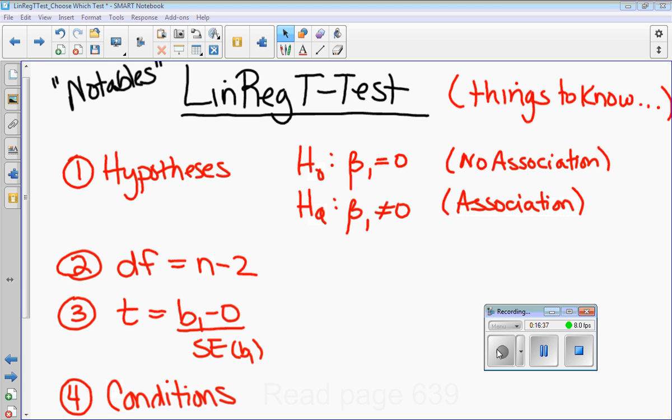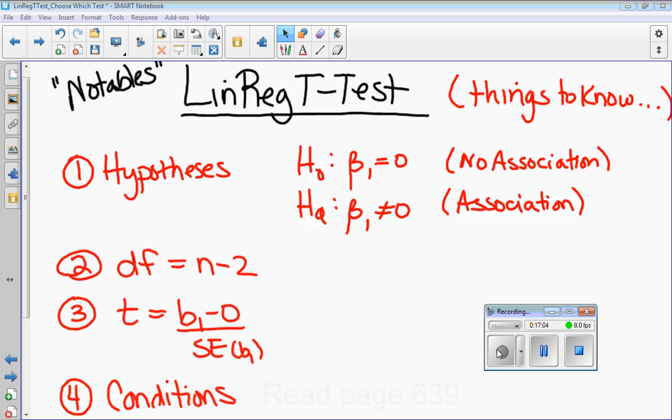What kind of data do we talk about having a linear regression? Not categorical, but quantitative or measurable data. It's bivariate. The two kinds of variables are going to be measurable quantitative data. Okay? So if I have two variables that I can measure and I'm trying to find an association between them, then we're going to do a LinRegTTest.